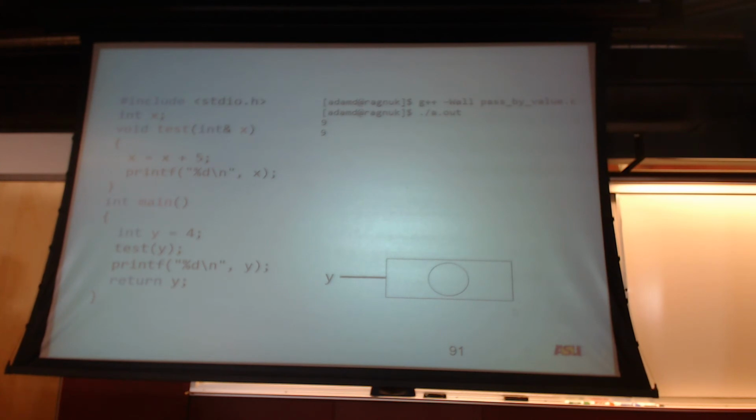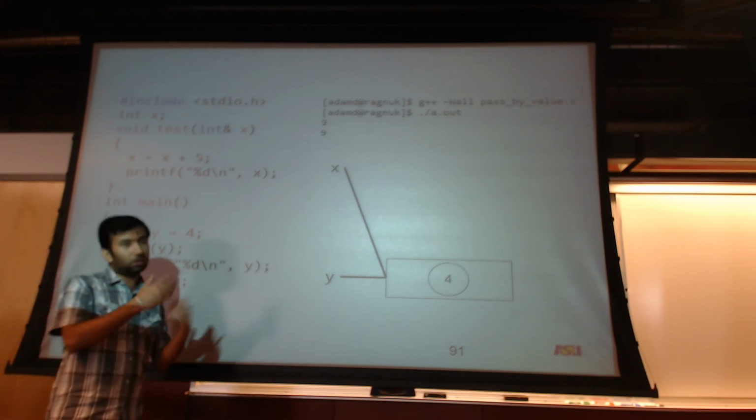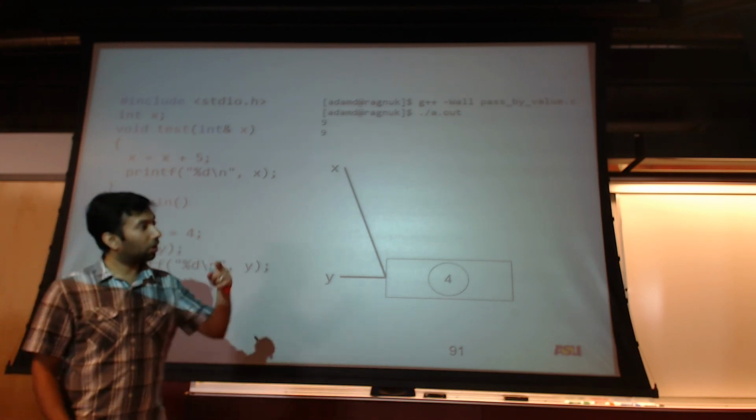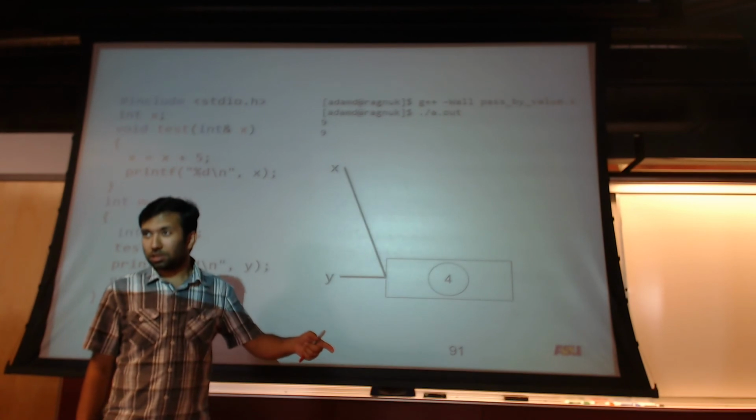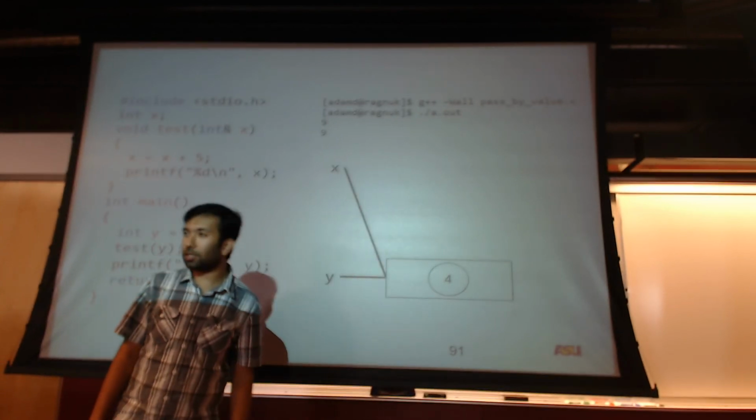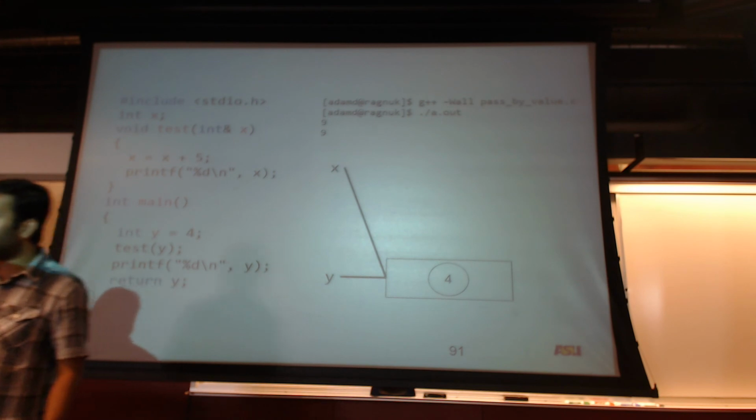So if you have y in main, you declare y, then you put the value of y as 4, then you do test y. Whenever you do test y, there is that formal parameter int ampersand x, right? So x gets associated with the location of y. That is passing by reference. Instead of creating a new location for x, when you pass by reference, you just point x to the same location of y instead of creating a new location.